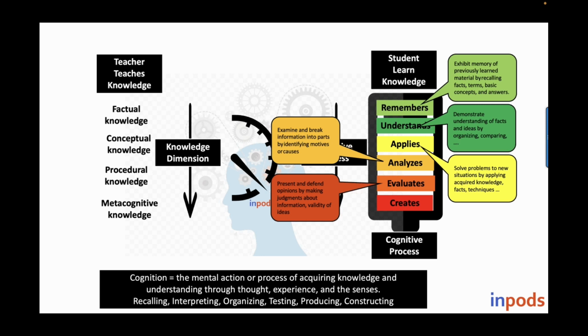So present, and then evaluating is presenting and defending the opinions by making judgments about information. So I can say that Nokia is the best smartphone, user friendly, and based on why, what facts I'm saying this is something that I should be able to defend. And then compiling information together in different way.